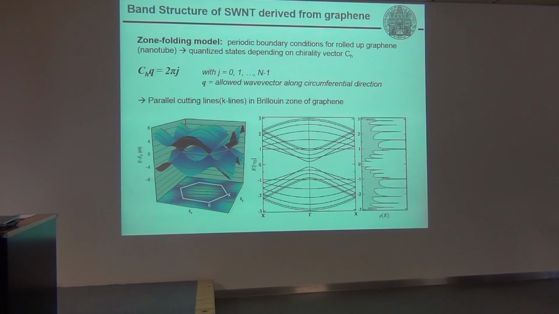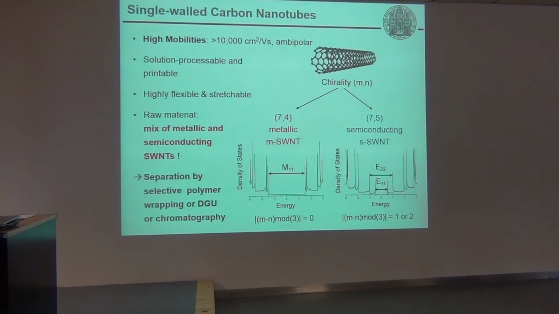And very simply speaking, whenever such a cutting line actually goes through the K point of the graphene, you get a metallic carbon nanotube. And when none of these cutting lines go through the K points, then you get a semiconducting carbon nanotube. And for symmetry reasons, if you take a sample of carbon nanotubes, you always have 2/3 semiconducting and 1/3 metallic. So again, you could say this is nice, or you could say this is a problem.